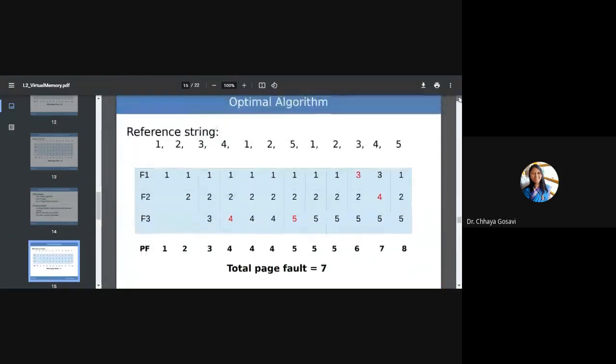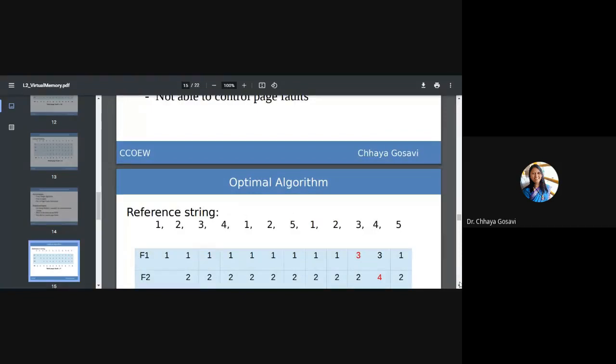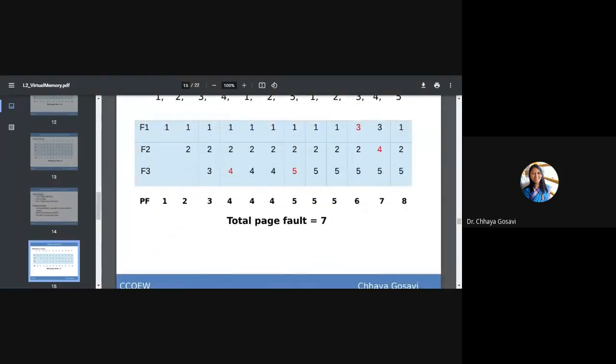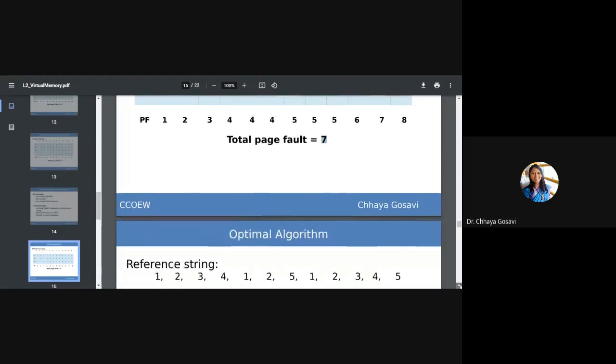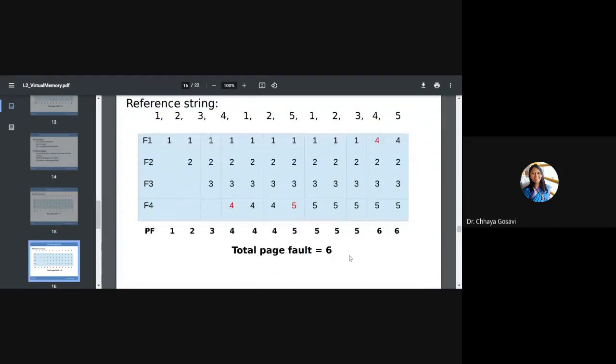Then we have seen the optimal page replacement algorithm. With 3 frames, we got 7 page faults. And with 4 frames, we got 6 page faults for the same string. So compared to FIFO and LRU, optimal is showing fewer page faults and it is not facing Belady's anomaly. But what can be the disadvantage of optimal algorithm?